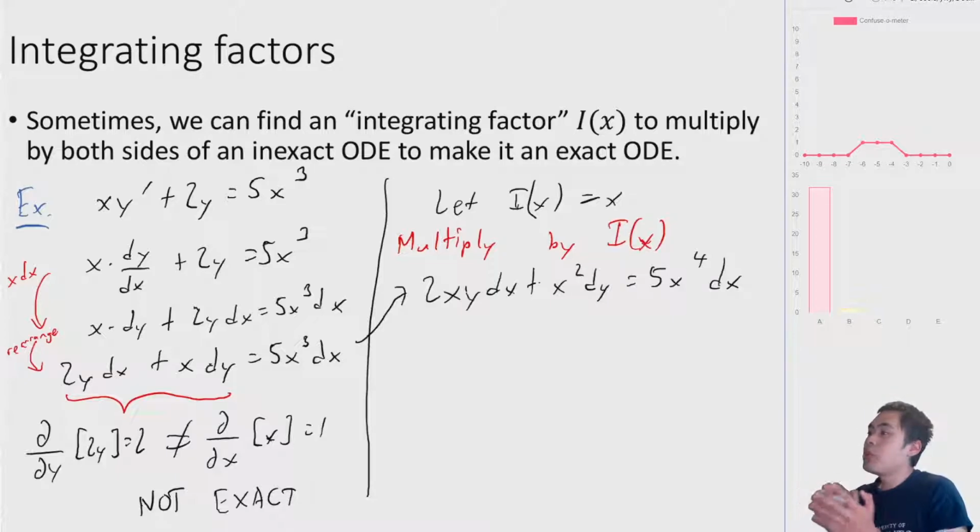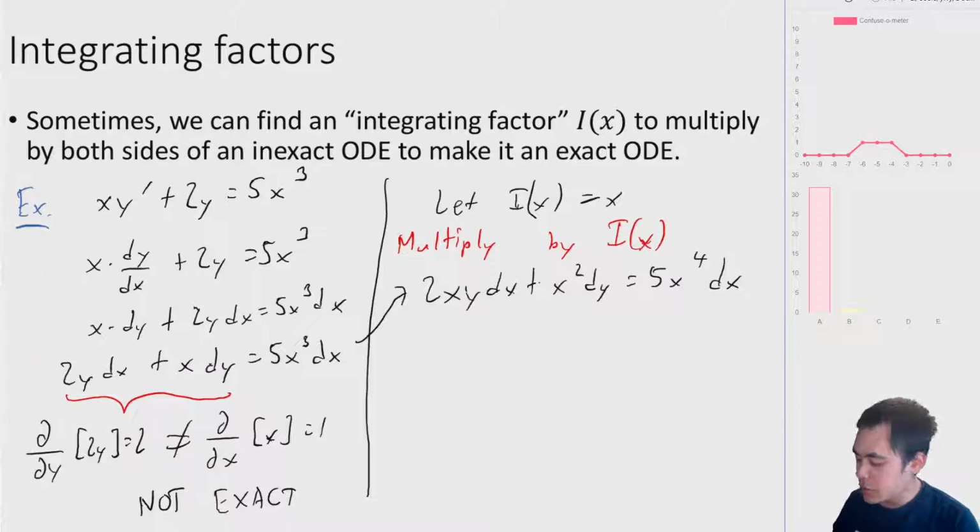And then what we would have hoped is that it is exact. But unfortunately, it's not exact, and so things don't work out so nicely. So instead, what we're going to do is this weird operation: we're going to multiply this equation by x on both sides.